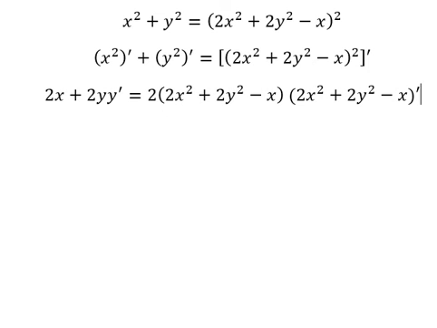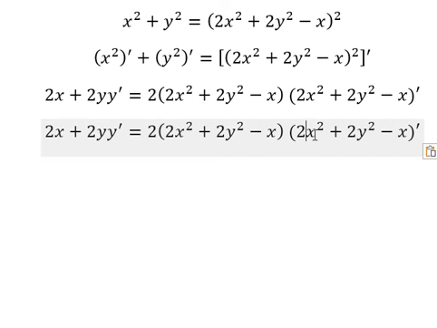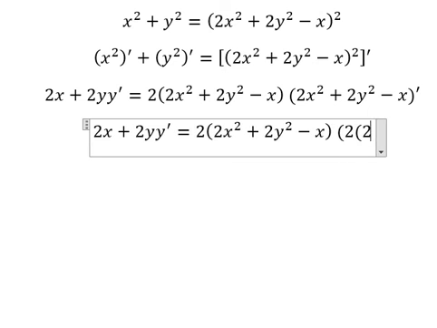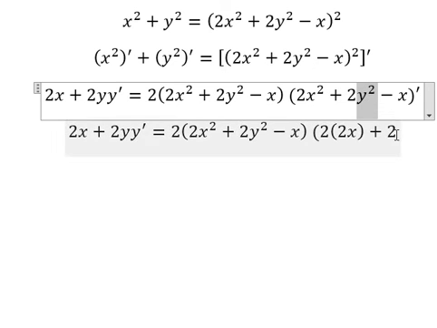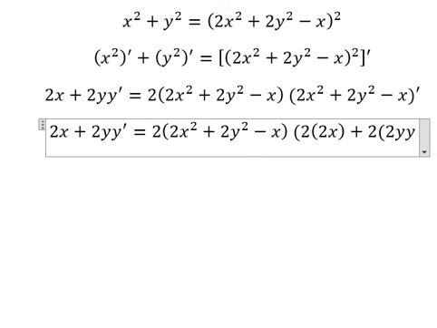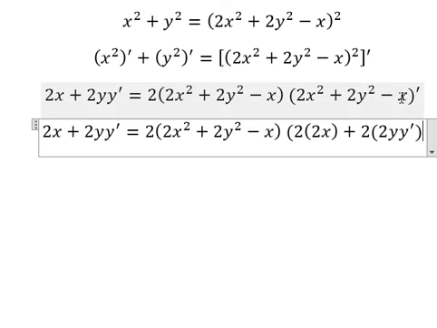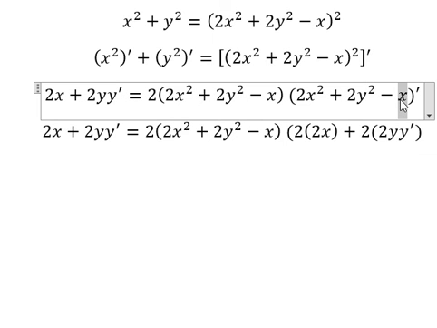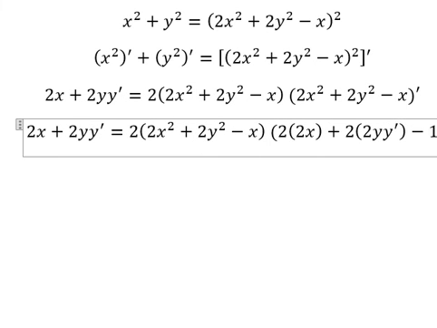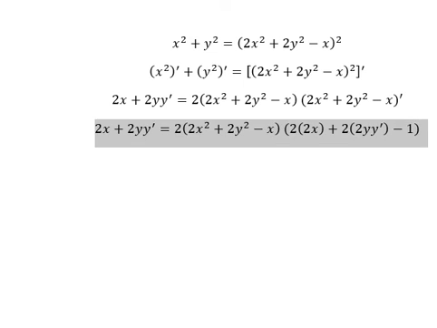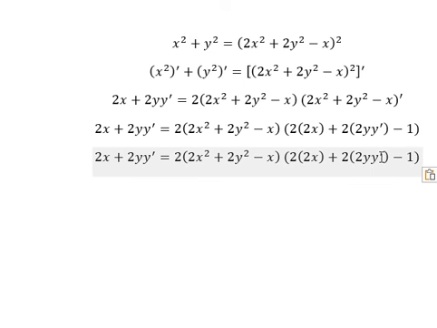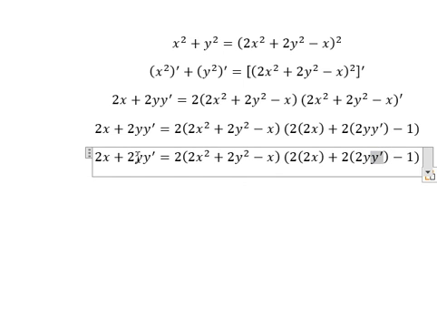Next, first derivative of x squared, we have 2x. First derivative of y squared, we have 2y, and first derivative of y. First derivative of x, we have number 1. And now we have first derivative of y and first derivative of y.